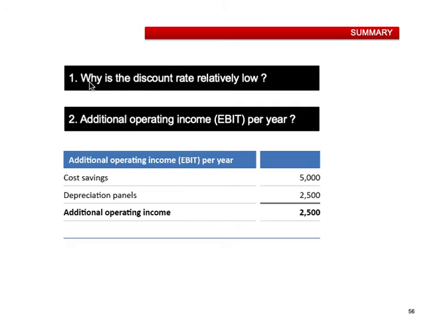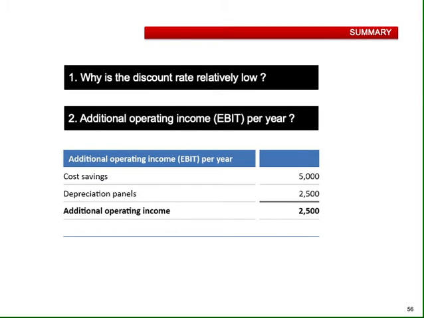Question 1, why is the discount rate relatively low? Well, that is because we are dealing here with a solar panel asset that produces energy savings. And I think you can actually argue that the energy savings are pretty secure. And that is also why we have a low risk and we can use a relatively low cost of capital in the project analysis. Question 2, what is the additional operating income per year?